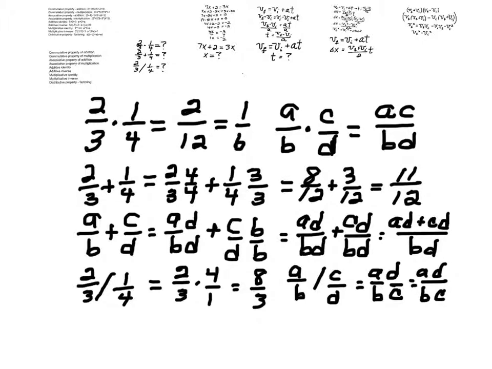So 2/3, you invert the 1/4 to 4/1, and you multiply, and we know how to do that. We multiply the numerators, we get 8. We multiply the denominators, we get 3. So we get 8/3. So dividing by a fourth is the same as multiplying by 4. And if we did that symbolically, we would have A over B divided by C over D. We would invert the C over D to D over C and multiply to get AD over BC. That would be the generalized answer.